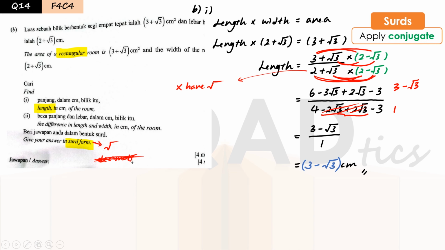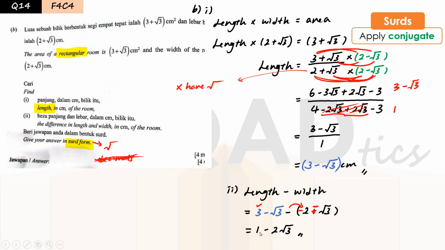Okay? And for part 2, it asks me to find the difference of the length and the width of the room. So this one, very simple. It's just using the length minus the width of the room. Okay, so 3 minus square root 3 minus 2 plus square root 3. So here it would be 3 minus 2, right? If I move this negative inside of the bracket, both of them would be negative already. So 3 minus 2 is 1. And this one is negative square root 3, negative square root 3, so we are adding up together. So this is negative 2 square root 3.